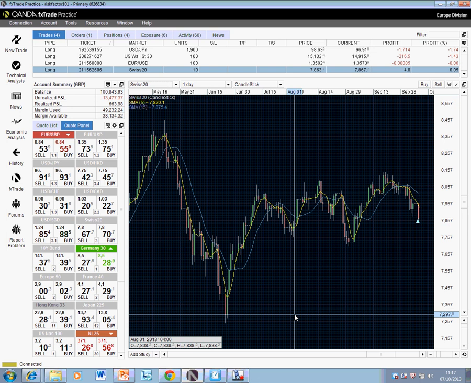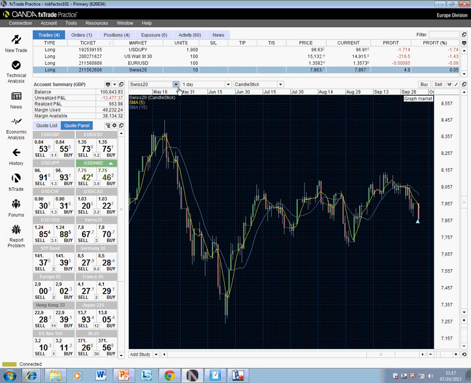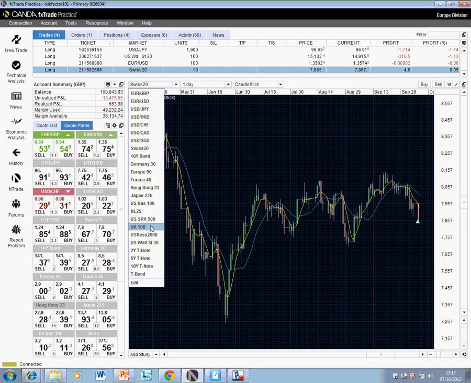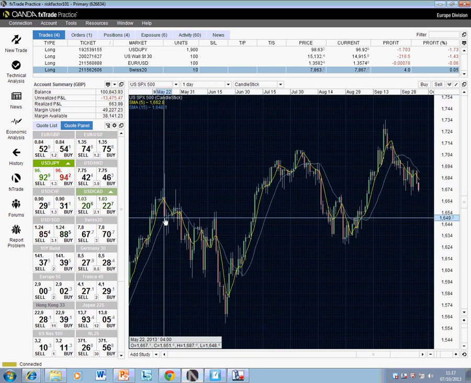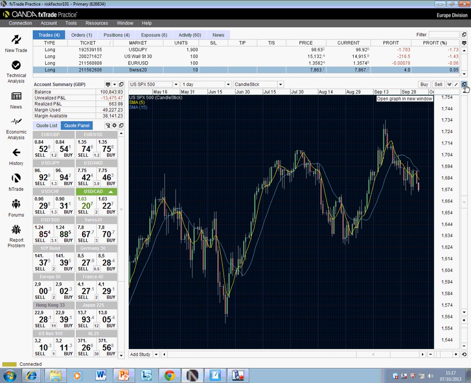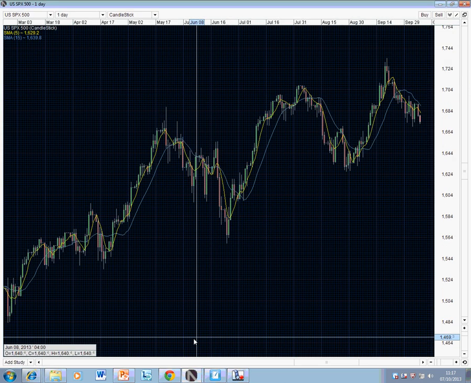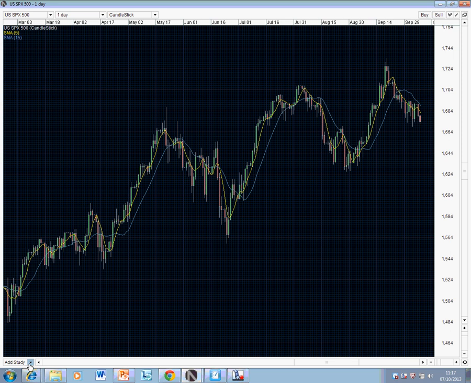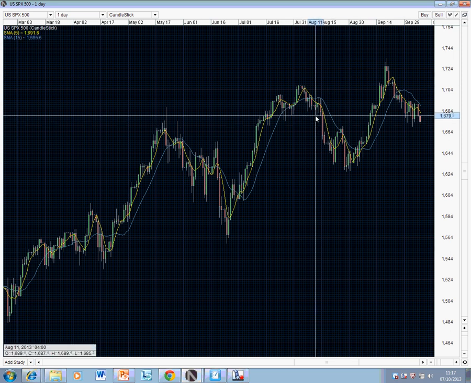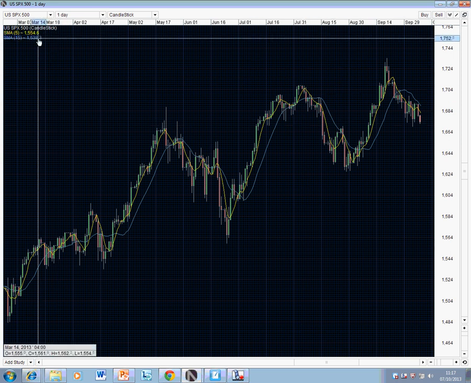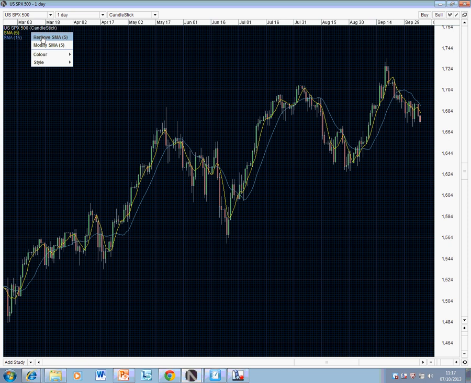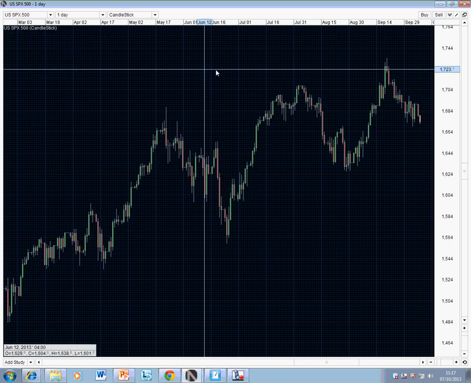So this is your Oanda window. And actually, I'm going to take you to the S&P 500. So the S&P 500 on Oanda is denoted as USSPX. I'm going to increase the size of the chart so you can see it more clearly. Now, I've superimposed some studies here which I'm going to get rid of.